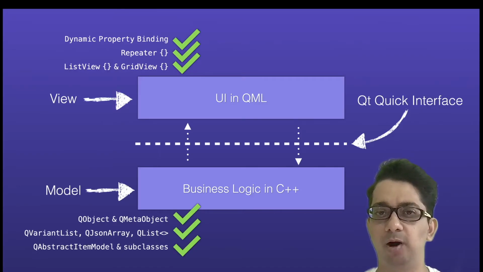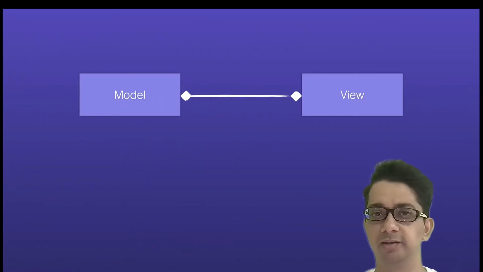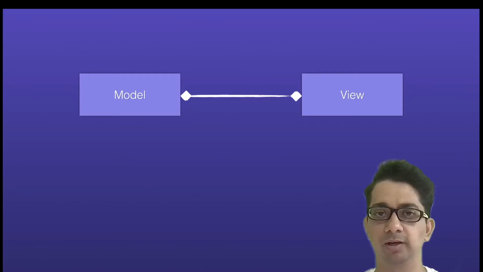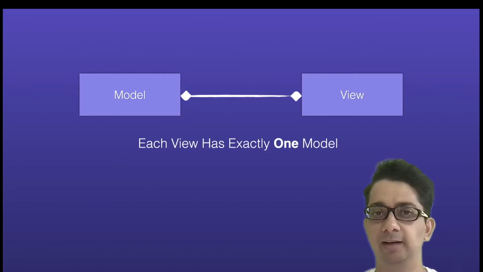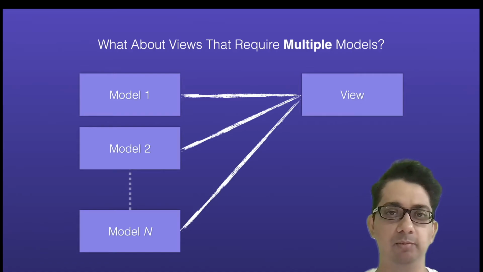We have covered all aspects of the model view infrastructure that I set out to cover in this presentation. But I do have one more thing to talk about. We have seen enough and more examples and demos of model view, not just in this presentation, but elsewhere as well. But in almost all examples and all demos, each view has exactly one model. But what about views that require multiple models?